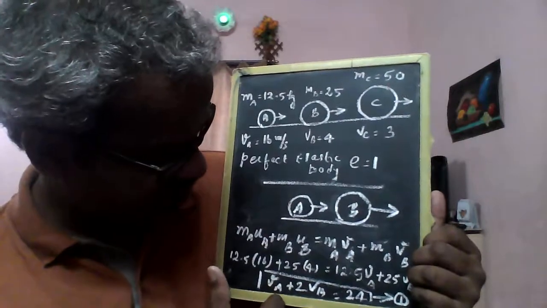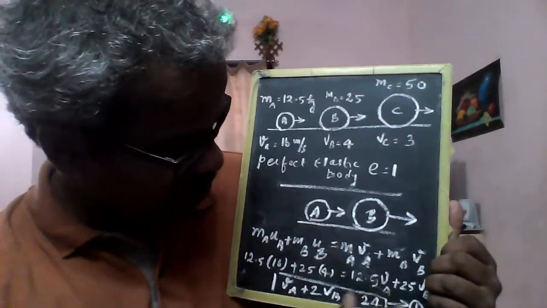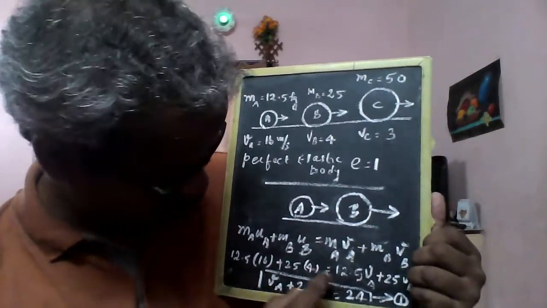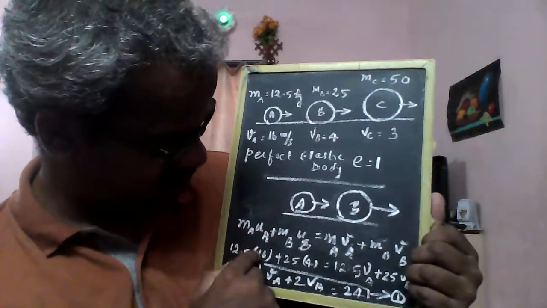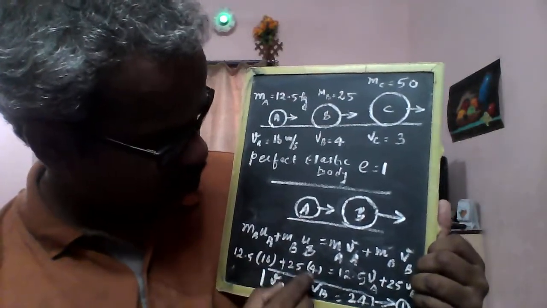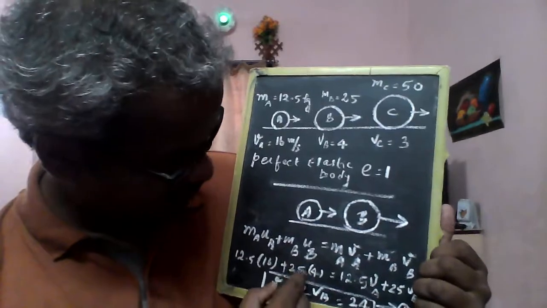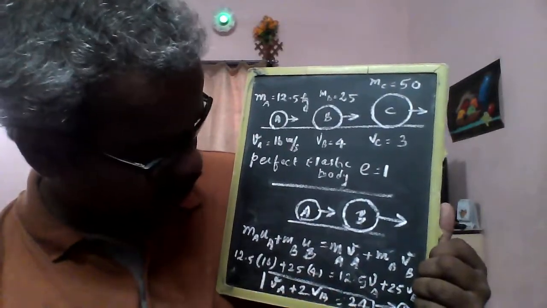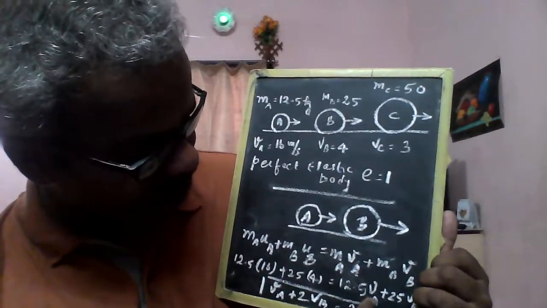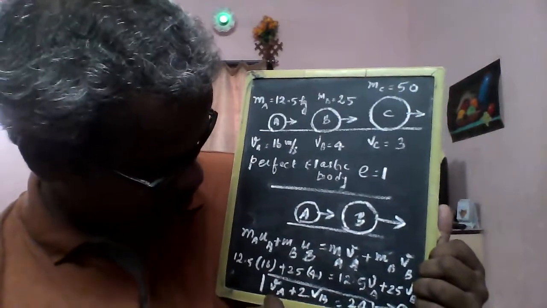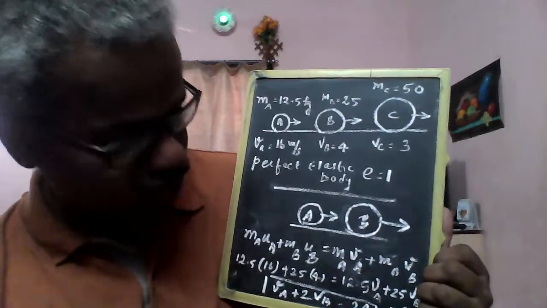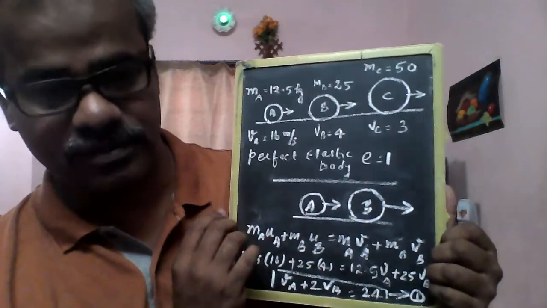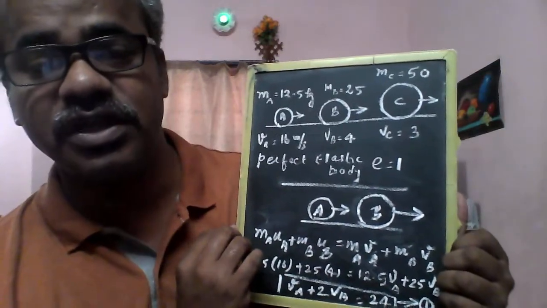The whole term I can divide by 12.5. If I divide by 12.5, here I will have 16, here I will have 2 into 4, 8; 16 plus 8, 24. 24 on the right side, here 1 vA plus 2 vB. So vA plus 2 vB is equal to 24. We have got that. This is the first equation using the conservation of momentum.